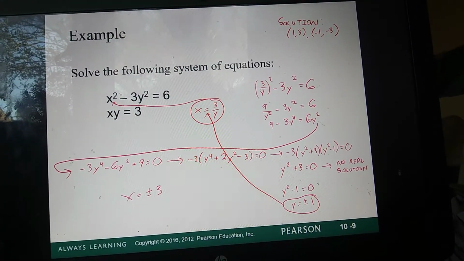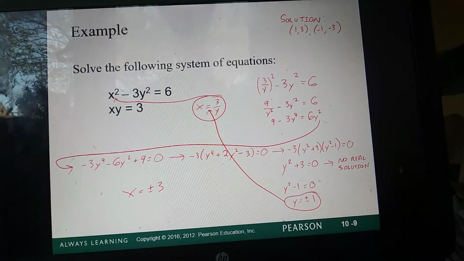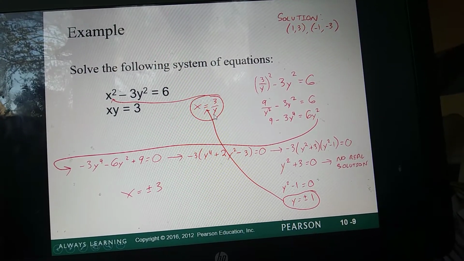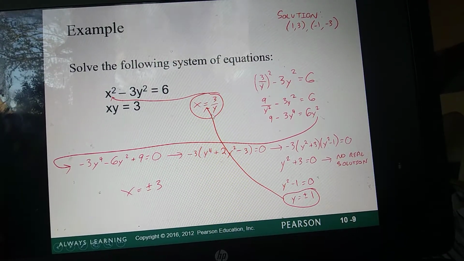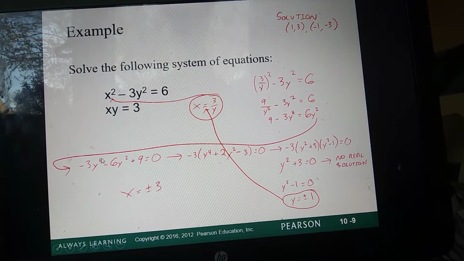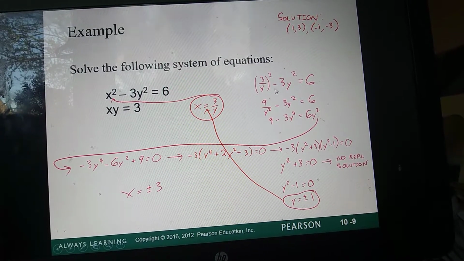So here's another one, solve the system. For this one, most of them, substitution is going to be the easier route. So we're going to go ahead, pull this second one, and we're going to solve it for x in terms of y. So we have that. Then we take this and plug it in for x, and you can see it right here. So we do 3 over y squared minus 3y squared.